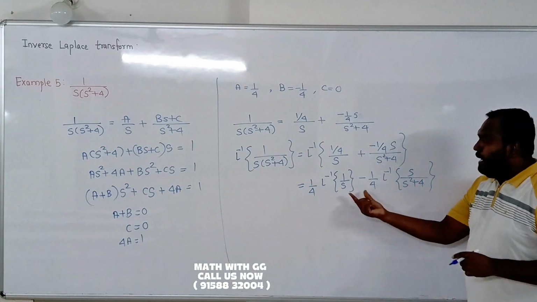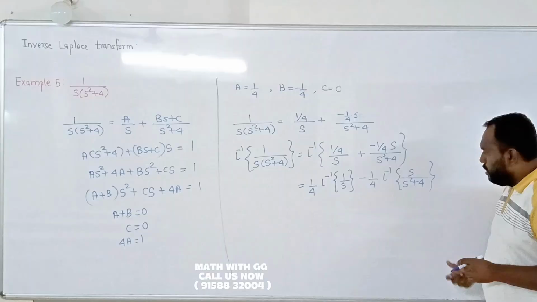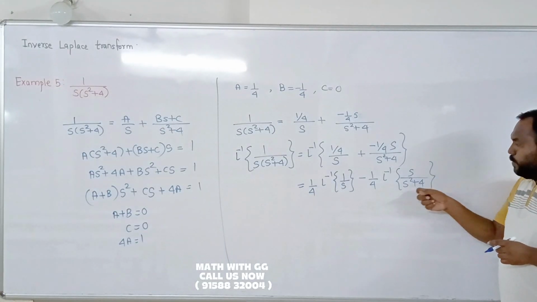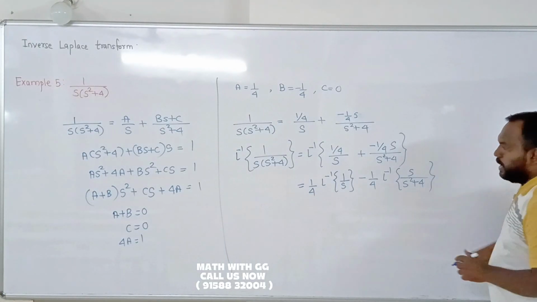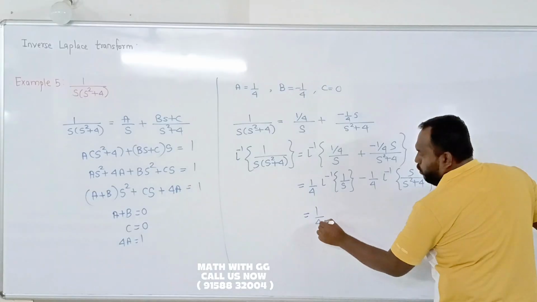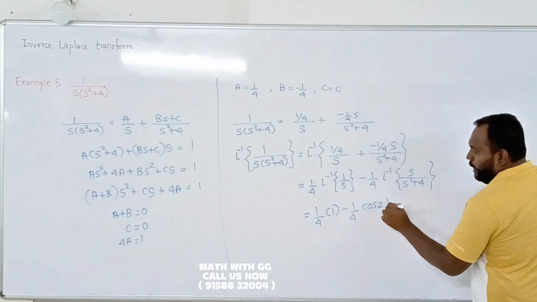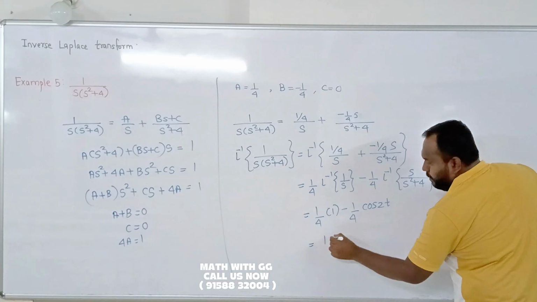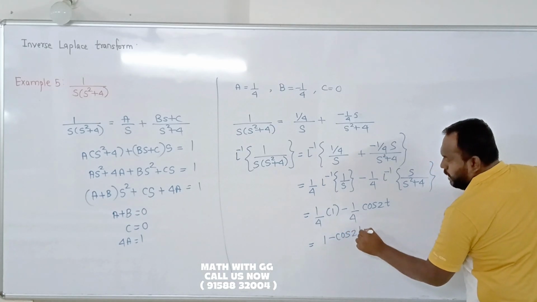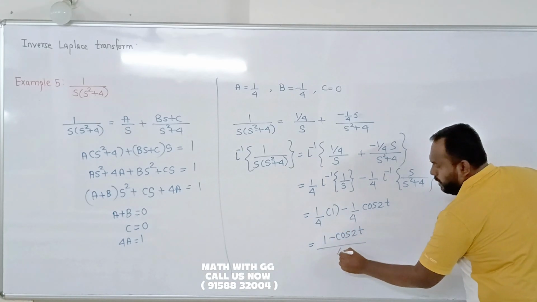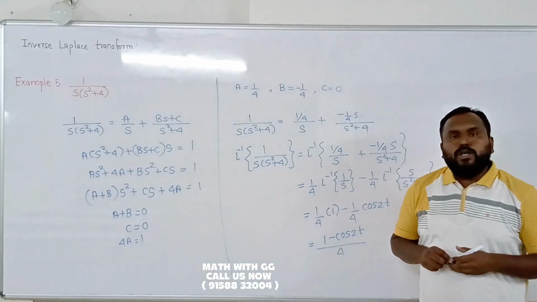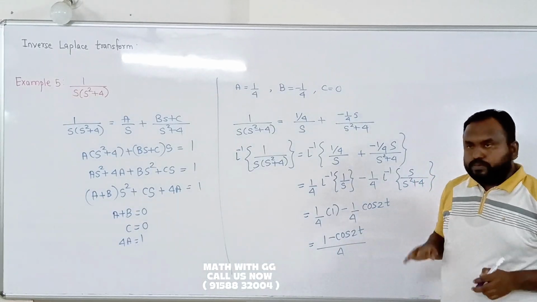Hence, the L inverse of 1 upon s is 1. L inverse of s upon (s square plus 4) is cos 2t. So, our answer is 1/4 into 1 minus 1/4 cos 2t. As the denominator is the same, the L inverse of the given example is (1 minus cos 2t) divided by 4.